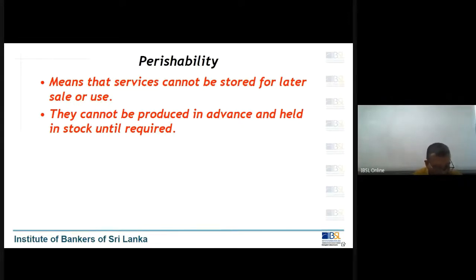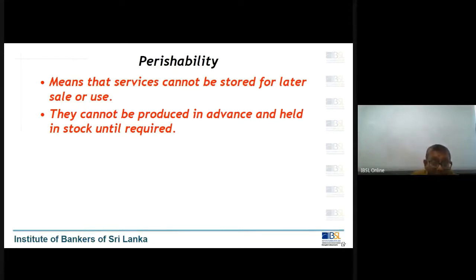The hotel rooms and airline seats that are not occupied represent lost revenue that cannot be gained on another day, right? So that is why marketers or the banks need to manage, importantly, managing demand and supply, right? Because of the perishability nature.